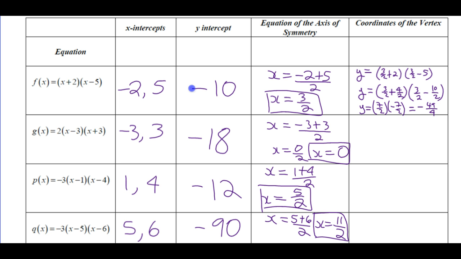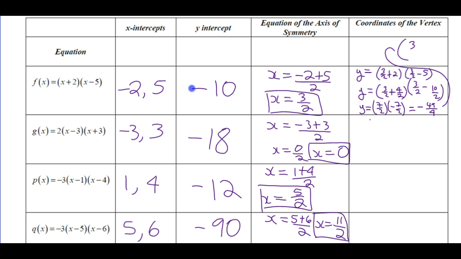Okay, same deal here. So what do we do? We put in 0 for x, and that gives us what for y? We already know. So negative 18. So in this case, the y-intercept actually is the vertex, right? Oh, so this wants the coordinate of the vertex. Hang on, I'm going to move this stuff up.